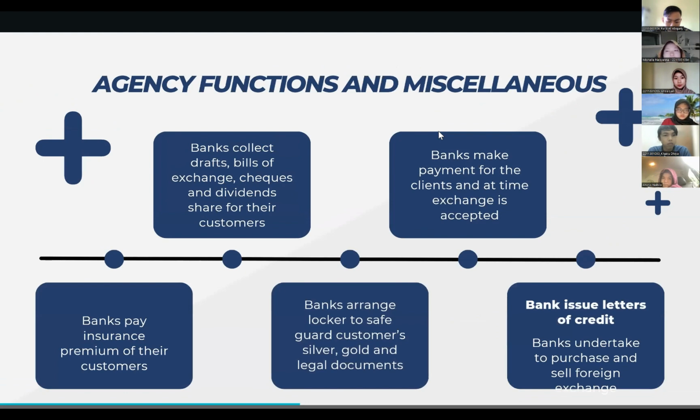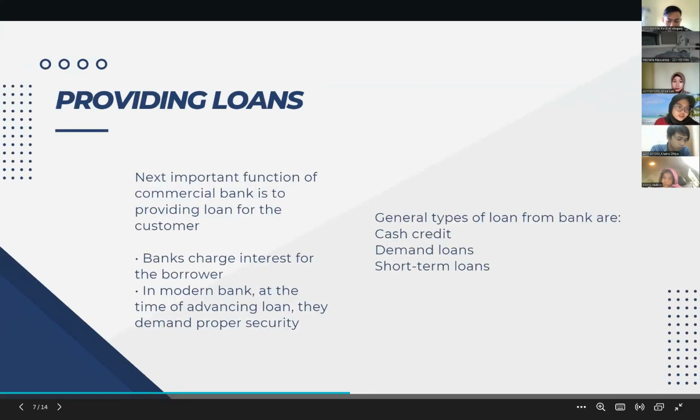Agency function and miscellaneous. Banks collect drafts, bills of exchange, checks, and dividend shares for their customers. Banks also make payments for clients at the time an exchange is accepted. Banks also pay the insurance premium of their customers. Banks arrange lockers to safeguard customers' silver, gold, and legal documents. Banks issue letters of credit. Banks undertake to purchase and sell foreign exchange.